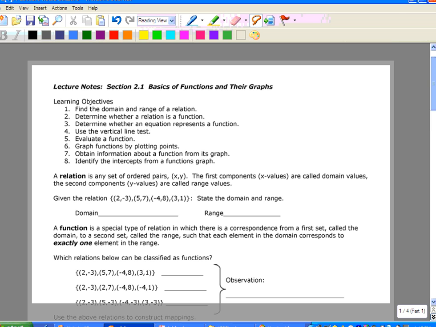Here, we'll take a look at section 2.1 at the first three learning objectives that we have there at the beginning of the sheet. You'll always have learning objectives on the top of your note sheets. So we'll look at the first three here in this short video.